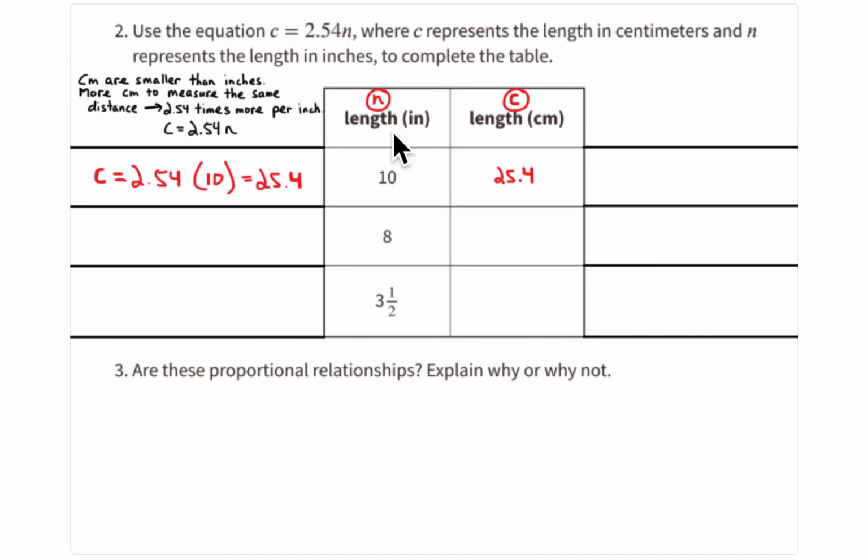All right, so if the length is 10 inches, how many centimeters is that? It's 10 times 2 5400, which is 25 4/10. So you might notice that these digits are all the same, 254, 254.